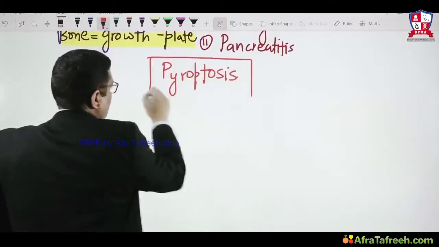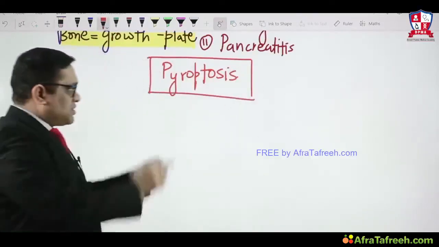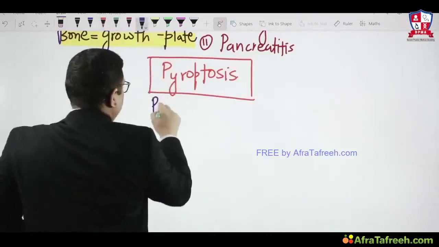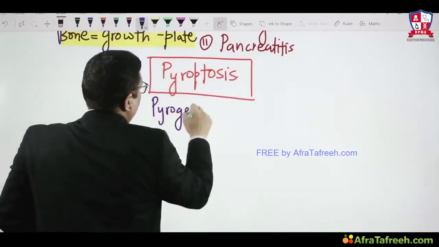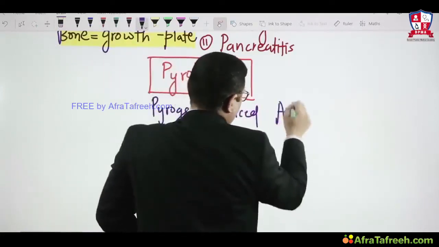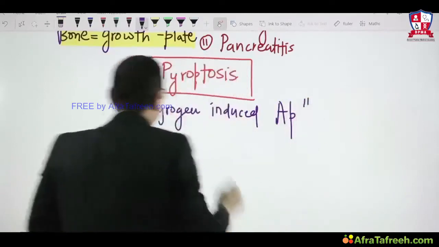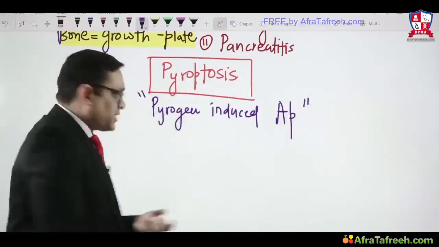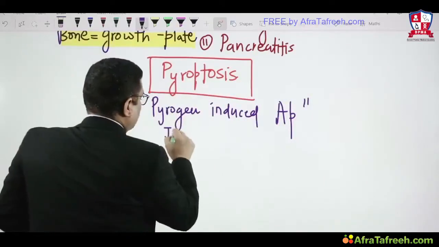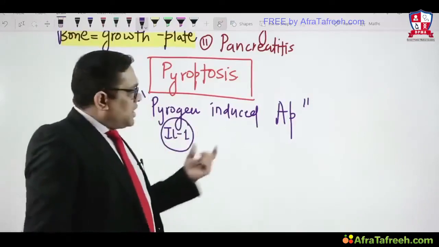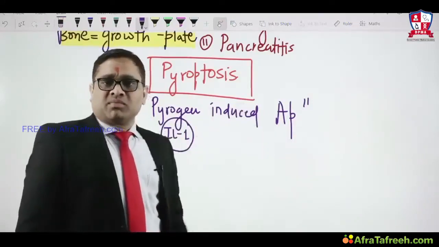If you look at the derivation of this name, pyroptosis, it says that it is pyrogen-induced apoptosis, which is quite a contradictory statement, right? Because pyrogen is an inflammatory cytokine. What is pyrogen? The best pyrogen is IL-1. So pyrogen is an inflammatory cytokine, and if there is inflammation, then how can it be apoptosis?